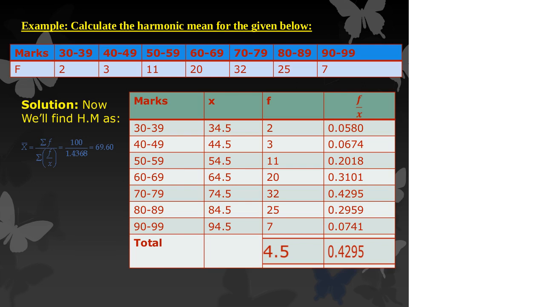7 times 94.5. Please let us try to participate because it is good to participate. Don't be copying the answers. Participate. So we are talking about 661.5.